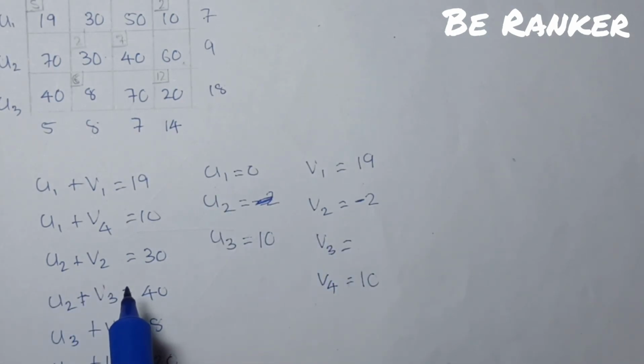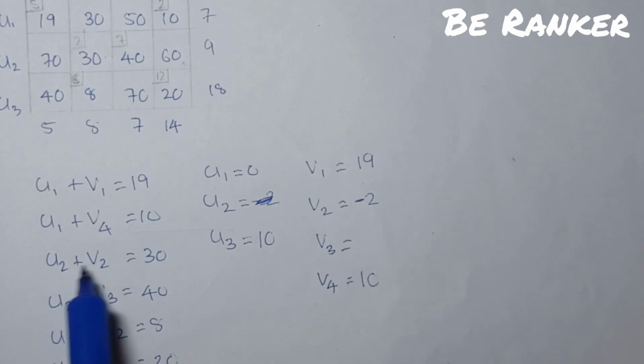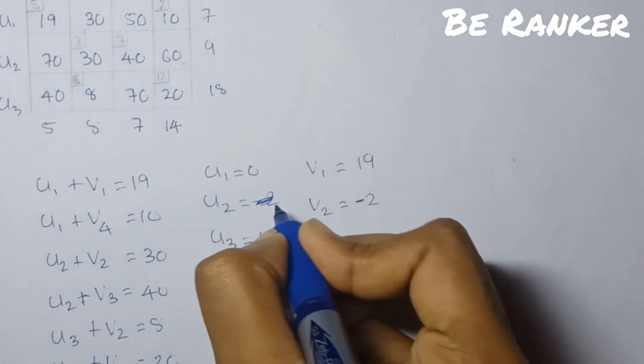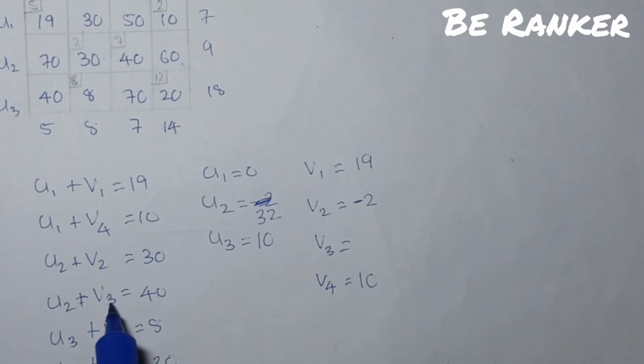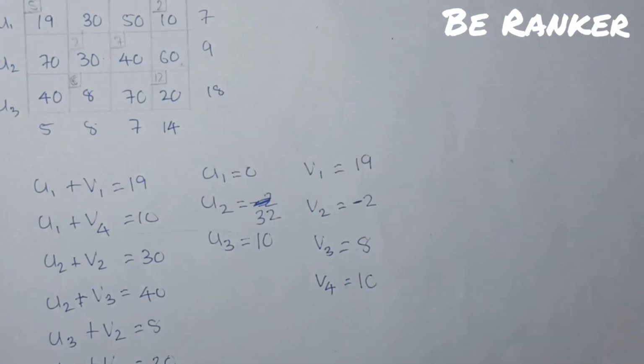So the U2 contained equation is this. We know V2 is minus 2. So here U2 is equal to 30 plus 2, that is 32. U2 is equal to 32. And the last one, V3. Here U2 plus V3 is equal to 40. U2 is equal to 32, so V3 is equal to 40 minus 32, that is 8. So now we get all the U values and V values.